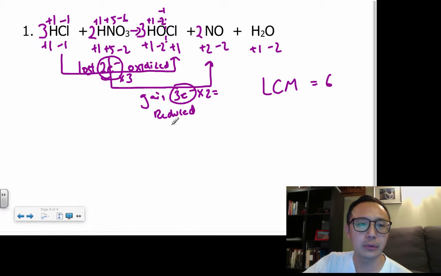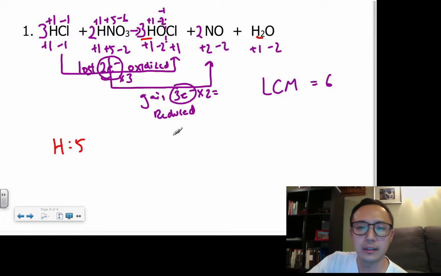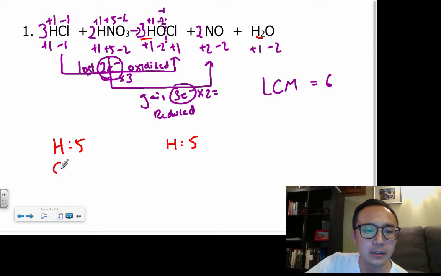So I'm going to change to a different color. So let's look at the number of hydrogens on the left side. 3 HCl, so that's 3 hydrogens, and 2 here, so that's 5 hydrogens. So 5 hydrogens on this side. On the right side, I have 3 hydrogens here and 2 on this side. That means I have 5. So far so good.